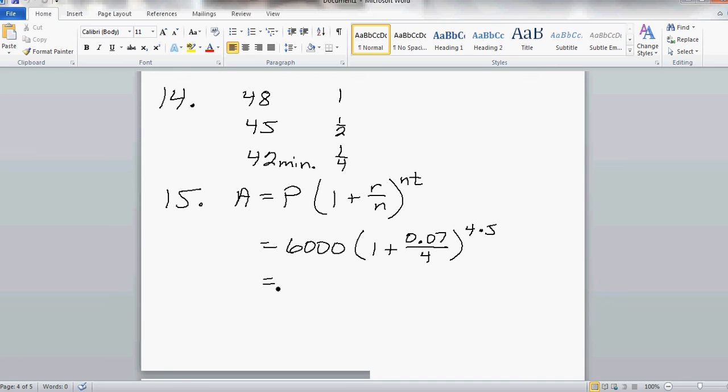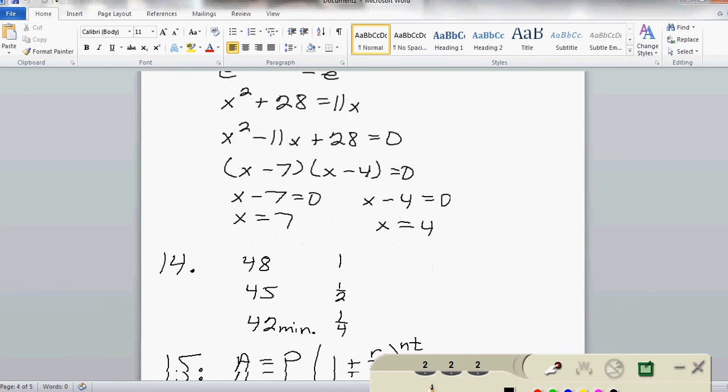And honestly, you just plug this right into your calculator and do some rounding, and you get $8,488.67. Once again, as you plug this into your calculator, make sure you do include the 1 plus 0.07 over 4 in parentheses. And it certainly wouldn't hurt to put a multiplication symbol between the 6,000 and the parentheses, but it actually should work with or without that. So just keep that in mind when you actually punch this into your calculator.